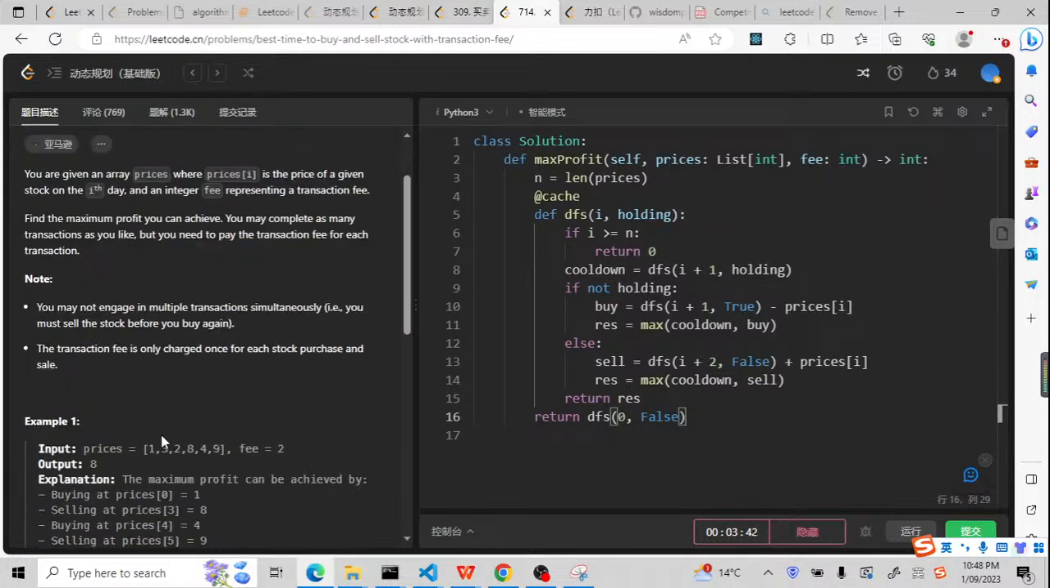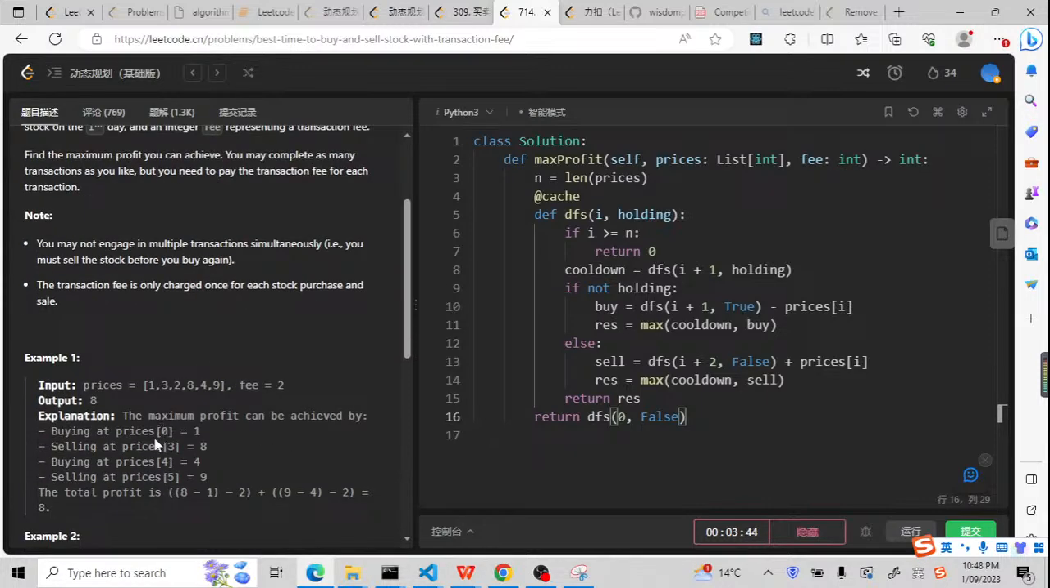For example, let's try this example 1. So we buy at index 0, we get a 1. Sell it at prices index 3, we get a 8. So this is 1 transaction. We need to minus a 2. So it's 8 minus 1 and minus 2.